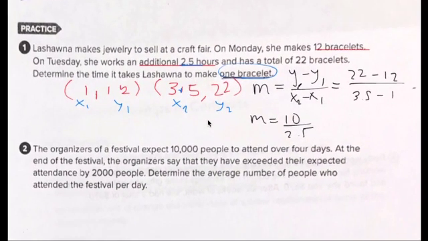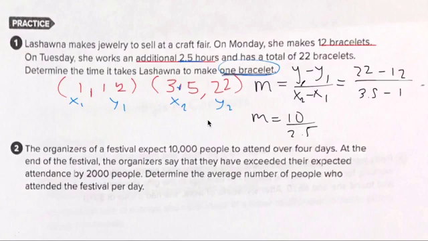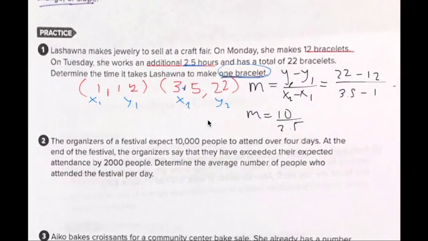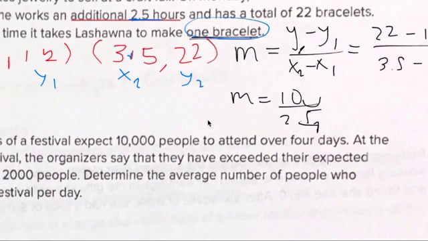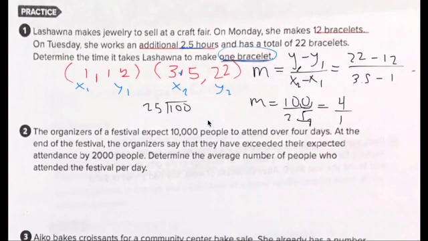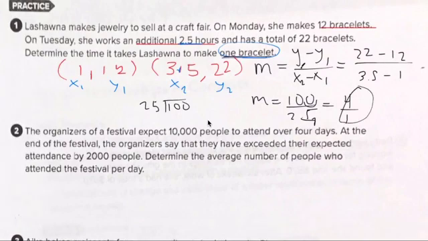Now we divide to find the unit rate. How much for one? That's 10 bracelets every 2.5 hours. We want to know every 1 hour. So we divide 1 out here, 1 out, so that's 100 over 25. So that's 25 divided into 100. The slope is 4. 4 over 1. Right? So 4 bracelets every hour. Okay. That's how fast she's working.